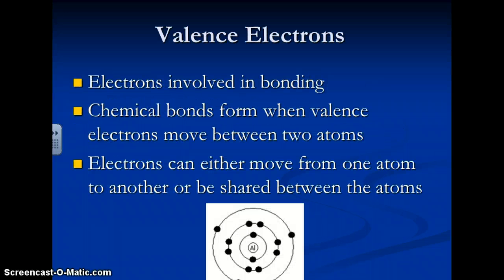Our valence electrons are the ones that are involved in bonding. And chemical bonds can form when valence electrons move between two atoms. Electrons can either move from one atom to another, or sometimes they can be shared between the two atoms.